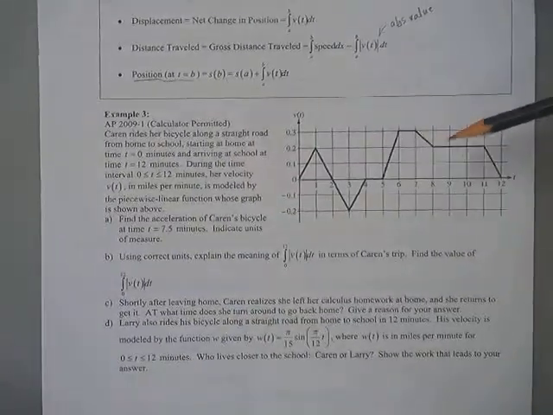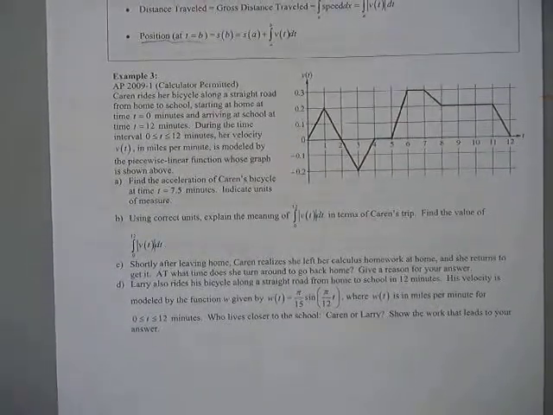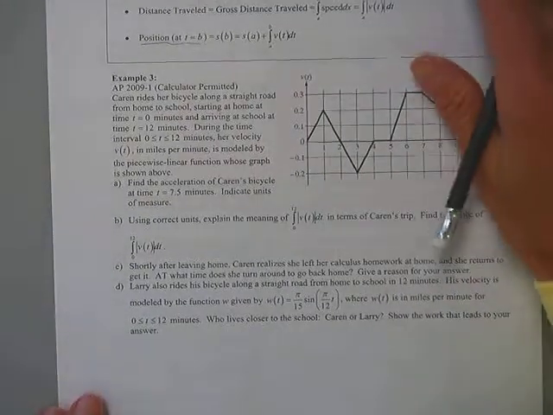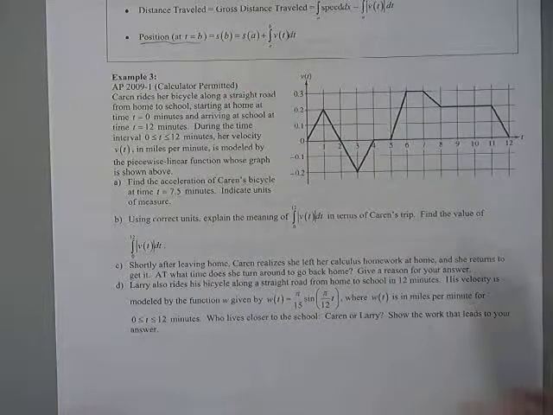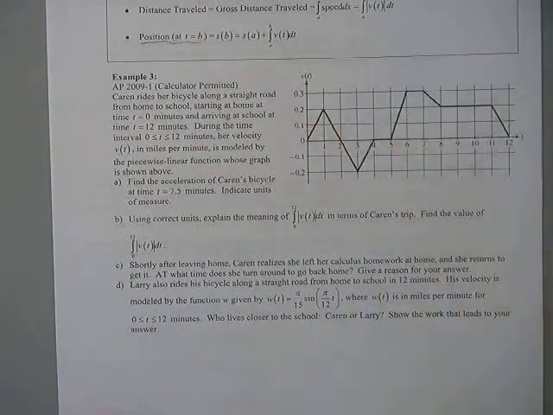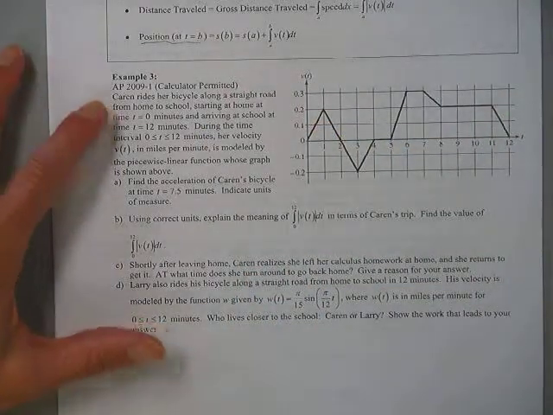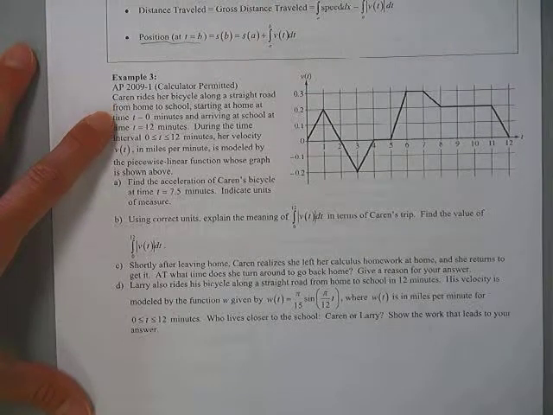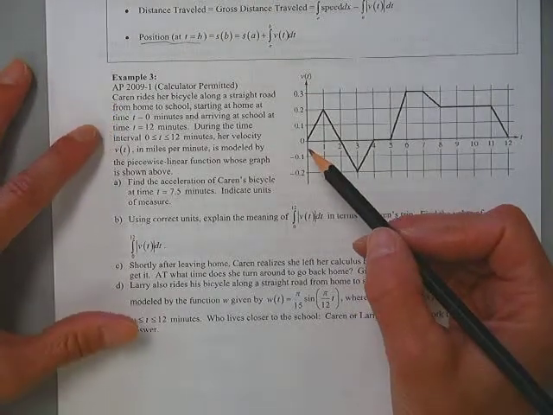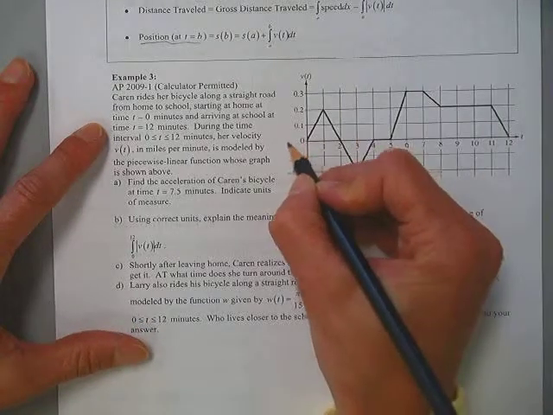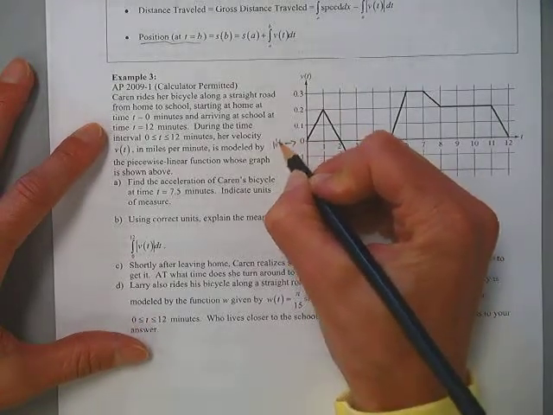Now, here's an actual AP problem that you might have. This was on the 2009 one. You can use a calculator, and they gave you this lovely graph. Karen is riding her bicycle along a straight road from home to school, starting at home at time equals 0. Okay, so this is home.